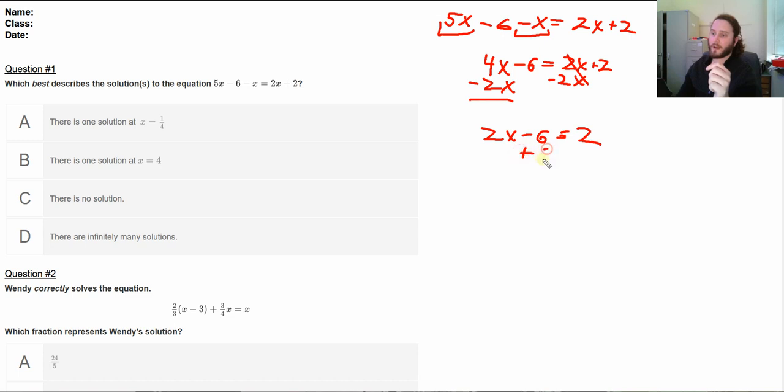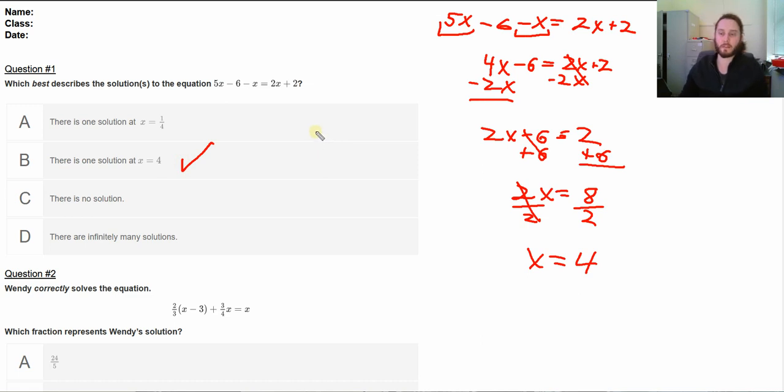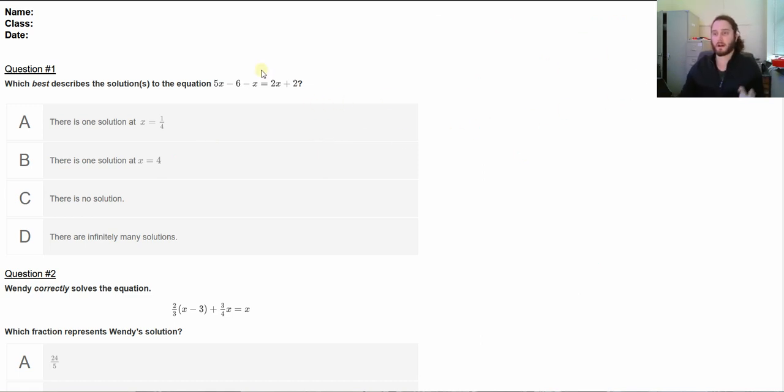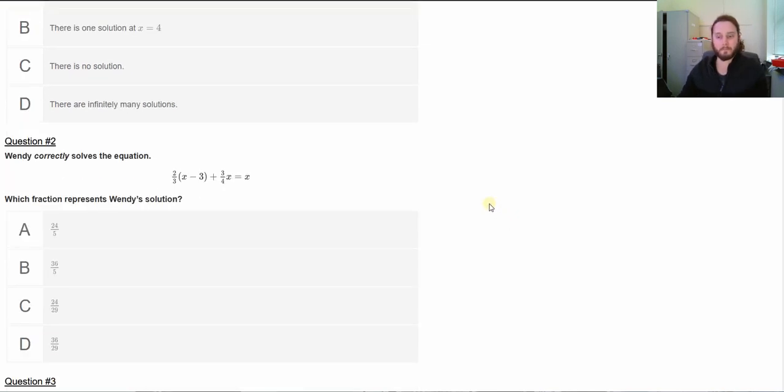From here, I'm going to add 6 to both sides of the equation, and that is going to give me 2x equals positive 8. Divide both sides by 2 to eliminate that, and I get my answer of x equals 4. So that would be B for this one. It would have been no solution if the two sides didn't make sense at the end, like if I got 4 equals 2. Infinite solutions is if the left and right side looked exactly the same.